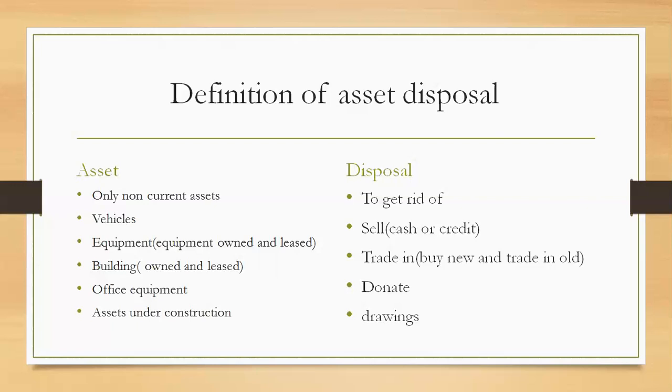The second method which can be chosen is trade-in. Trade-in means buy new and trade in the old one. Donation can also be another option for getting rid of a non-current asset, but in this situation we will receive nothing. Lastly, drawings are also used for getting rid of non-current assets. Drawings means personal expenses. The owner can withdraw a non-current asset for his own use. So these are various methods to dispose of a non-current asset.